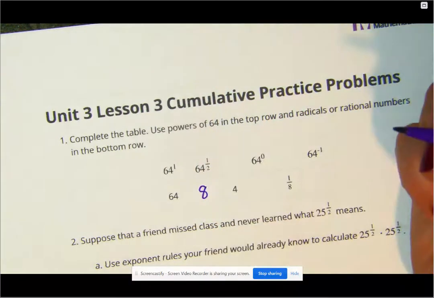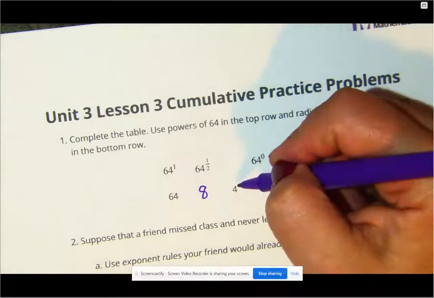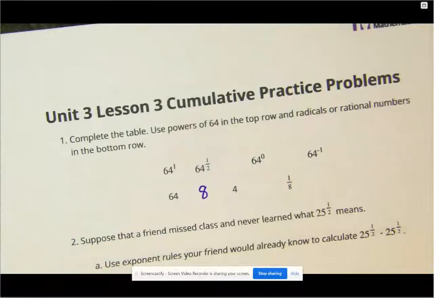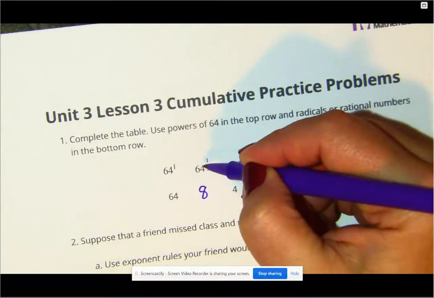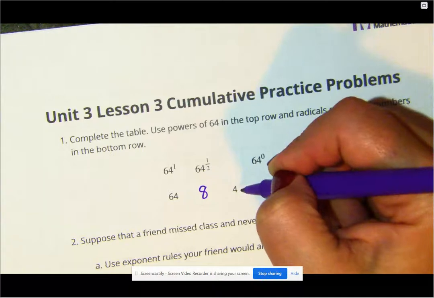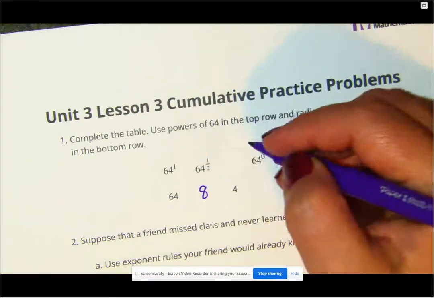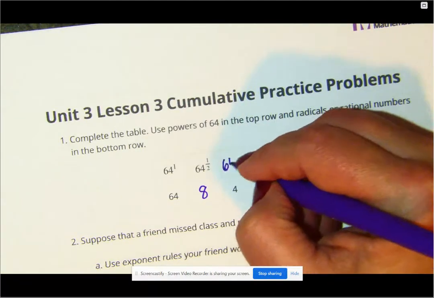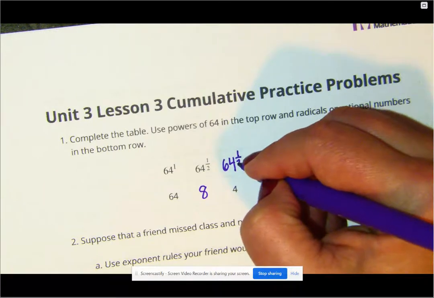8. Okay, now how could we get 4? 64 to the what power would give us 4? And it looks like, oh, I thought maybe they were going in order. How does 4 relate to 64? 4 is the cube root of 64. So that'd be 64 to the 1/3 power.